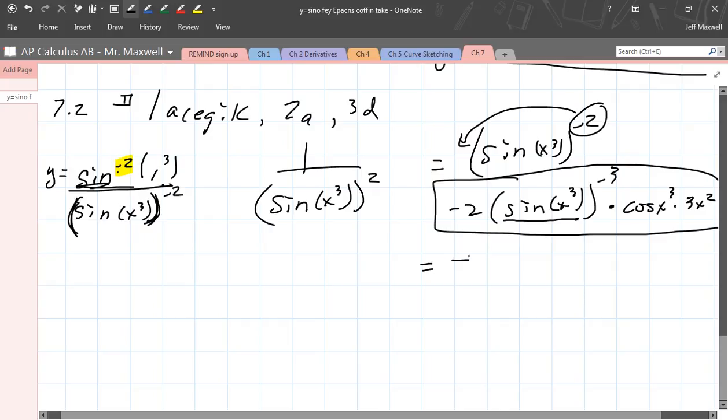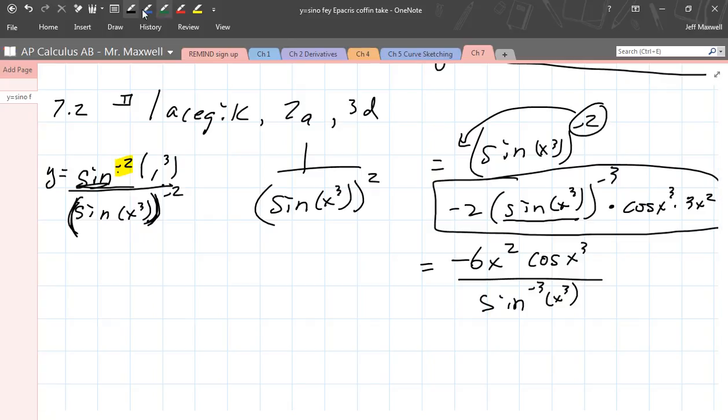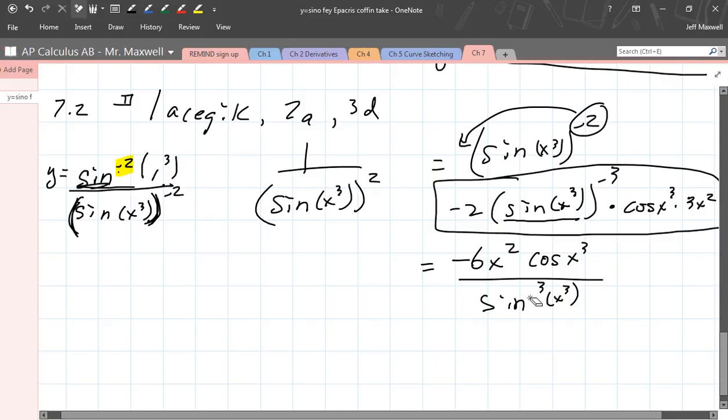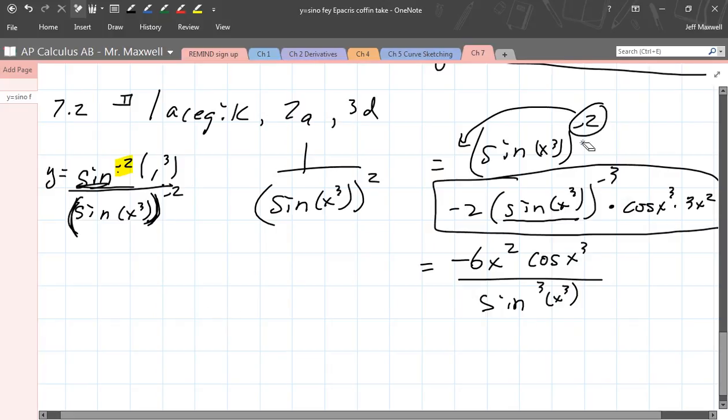So what would that be? A negative 6x squared times cos x cubed all over sine x cubed to the negative 3, or sine to the positive 3, I should say. So you might want to still write your exponents in positive form, right? So that would bring this down to the bottom, and you write your 3 in between here. So yeah, there are a couple things there too that you should be aware of, those negatives there.